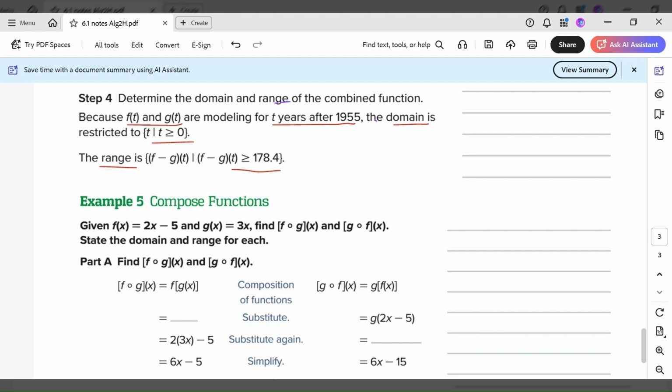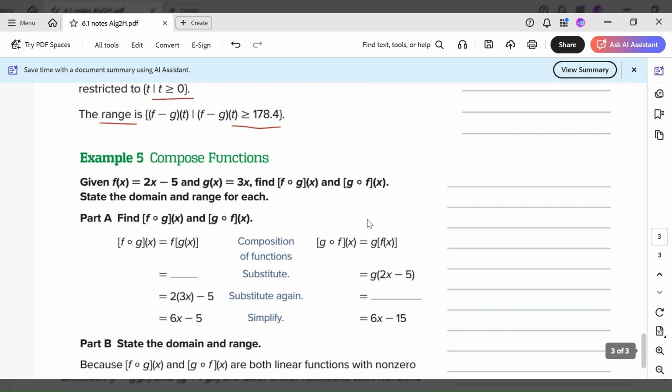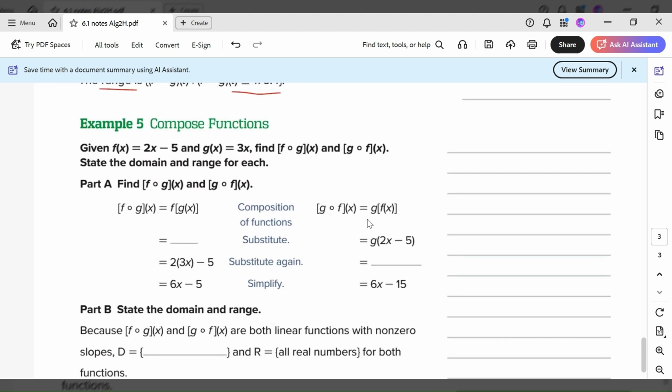In example 5, they want us to compose functions. So in order to compose functions, you need to know what f o g and g o f mean. So if you see f o g of x, that's the same thing as saying f of g of x. If you see g o f, that's saying g of f of x in parentheses.